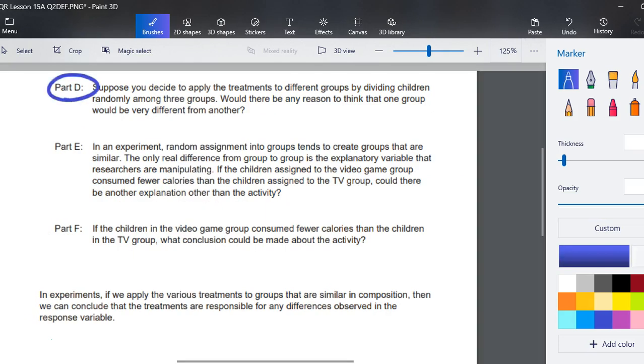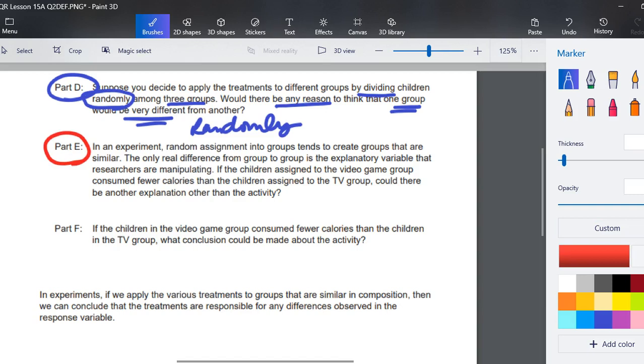Continue to process and think through our experimental study. Suppose you decide to apply the treatments to different groups by dividing children randomly, big word, among 3 groups. Would there be any reason to think that one group would be very different from another? And the big word is randomly. If we are creating the groups randomly, there is no reason to believe that they would be different.